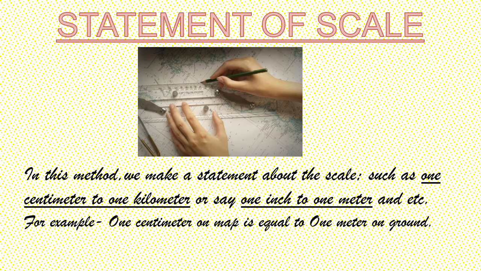This indicates that 1 centimeter on the map represents 1 kilometer on the ground, or 1 inch on the map represents 1 mile on the ground. This is a very simple method which is understood even by common people. For example, if we tell an ordinary man that the scale of the map is 1 centimeter is equal to 1 kilometer, he would immediately understand that 1 centimeter on the map corresponds to 1 kilometer on the ground.